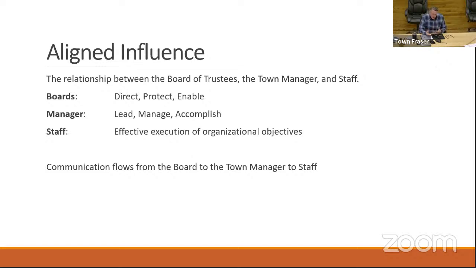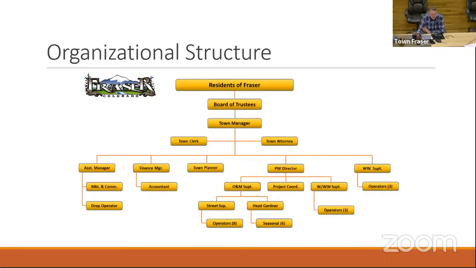And the way the communication flows typically in a council manager form of government is the Board of Trustees will communicate to the town manager, and then the town manager will disseminate that down to staff, and in the same way going back up. We are prohibited from taking requests directly to staff. That's the reason you hired me. So I'm accountable to the Board of Trustees. Staff is accountable to me. And if we move on to the next slide, we'll illustrate that a little bit better.